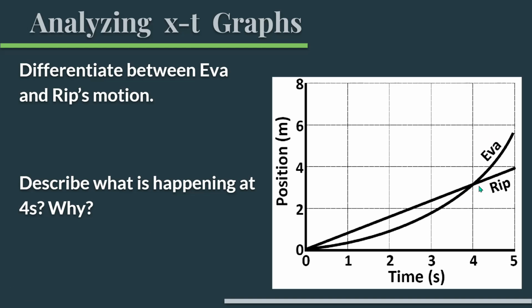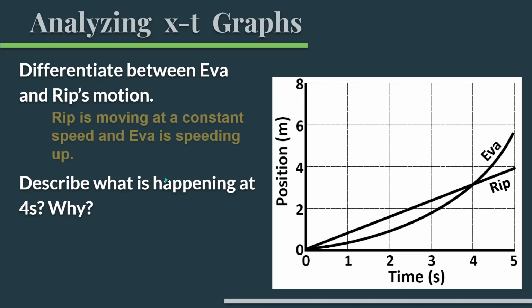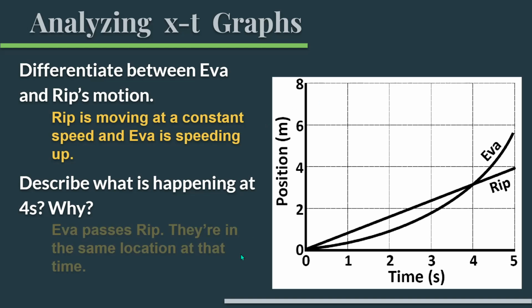Perfect. So again, be able to interpret those types of things. Rip's at a constant speed. Ava is speeding up. And at 4 seconds, Ava passes Rip. They're in the same location at that time.